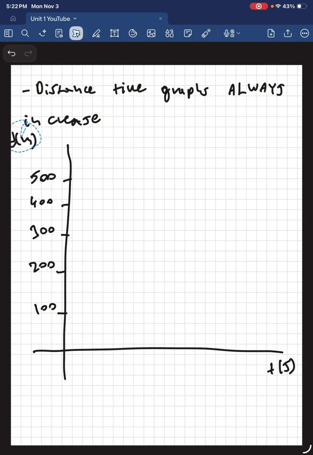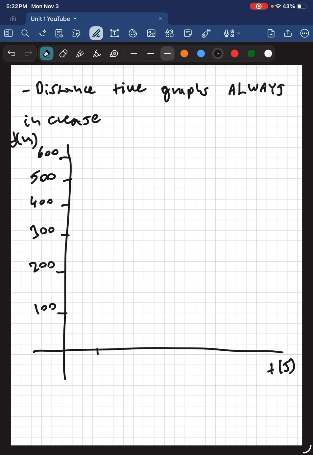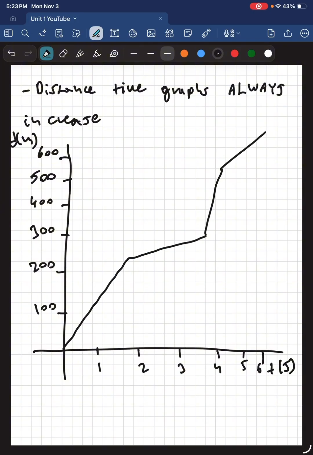Okay, let's move this up there so we have space for one more. Okay, 600. And then for the seconds, let's do 1, 2, 3, 4, 5, and 6. Okay, so a possible distance time graph might look like this. So maybe I go like this, and then maybe I go like this, and then maybe I go like this, and then like that.